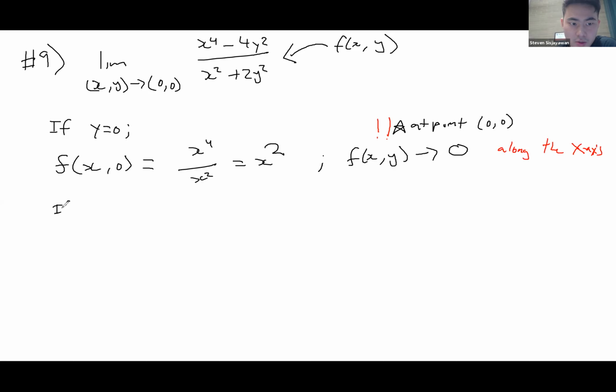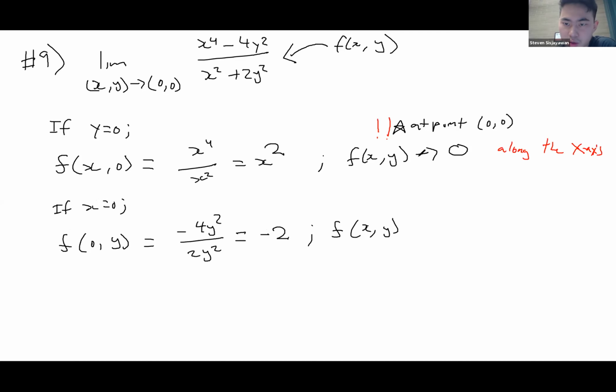Okay, so if x is equal to 0, I have f(0, y), which is the same thing as negative 4y squared all over 2y squared. But what do you notice here? We end up with a negative 2. So this implies that as (x, y) approaches (0, 0), we have the limit approaching negative 2.